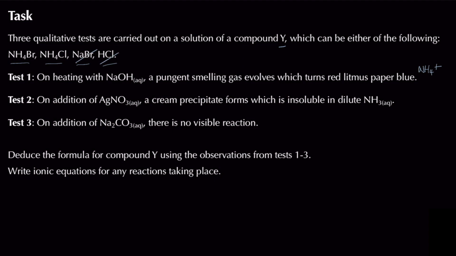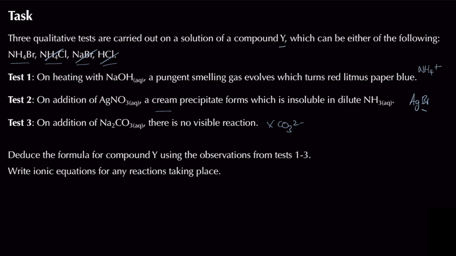so our answer straight away has to be either ammonium bromide or chloride. On addition of silver nitrate, a cream precipitate is going to form. If it's cream, we know it could be silver bromide. So if we know it's going to be insoluble in dilute ammonia solution, we know it's definitely going to be bromide, and then it's not going to be our chloride precipitate. When we add sodium carbonate, there's no visible reaction, so we also know here that we don't have any carbonate ions.